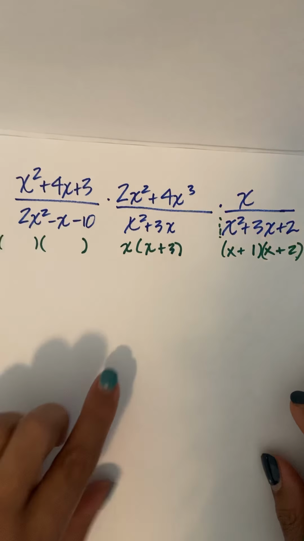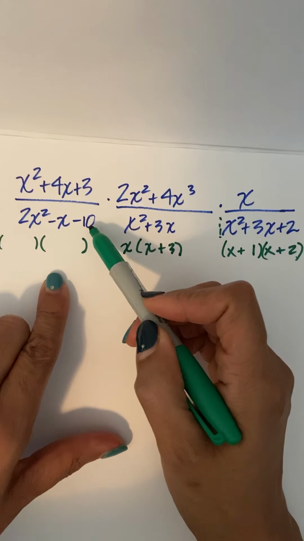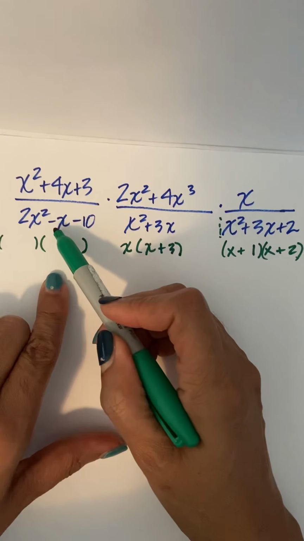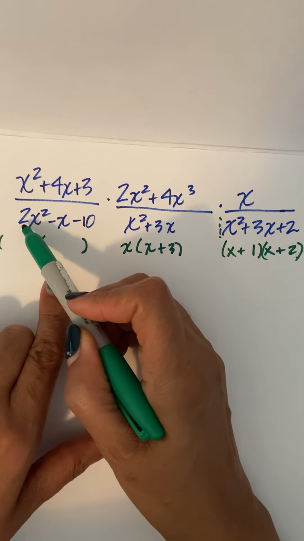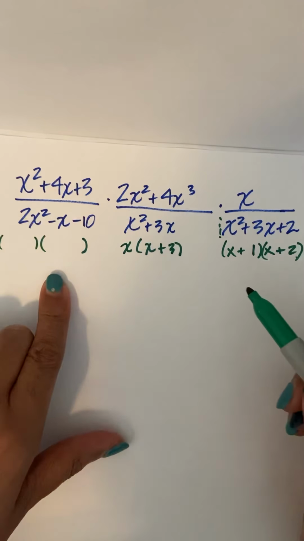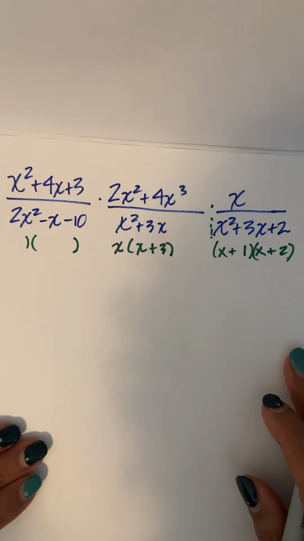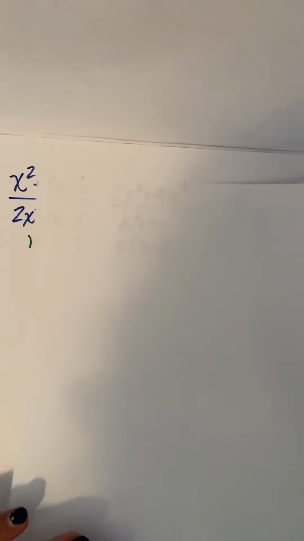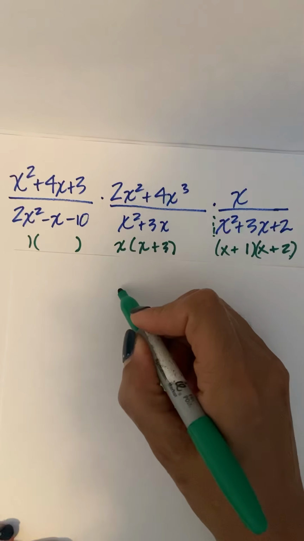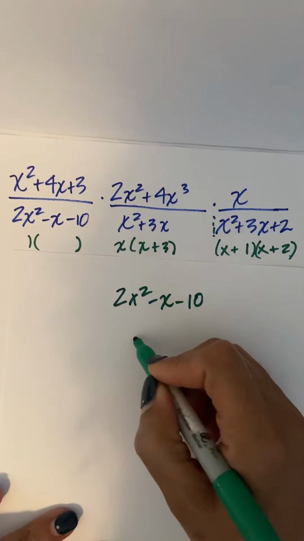work that out separately because I can't simply look for numbers whose product is -10 and their sum is -1 because this leading coefficient here is 2 and not a 1. So I'm going to come over here to the side and work that out. In fact, I'll get another piece of paper and do that. So what we're trying to do is factor 2x squared minus x minus 10.